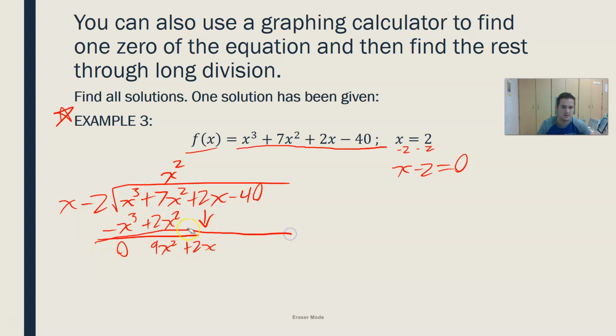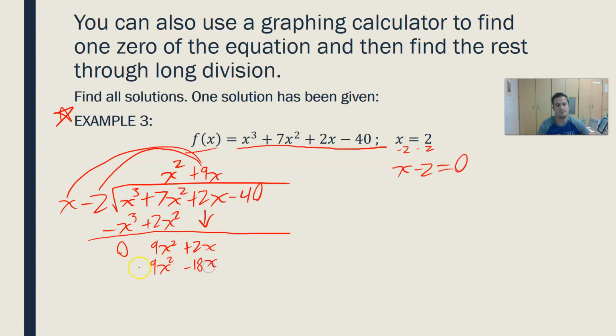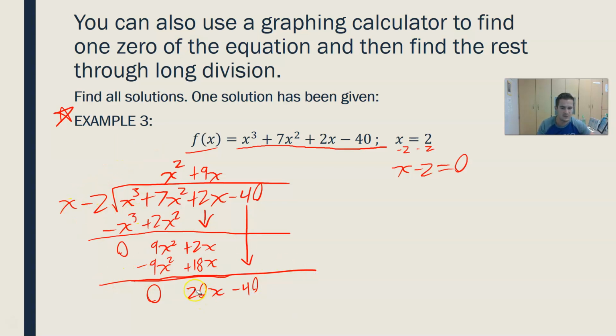Whoops, that was a bad line. I'm going to start again. What times x is equal to 9x squared? Well, that's going to be a positive 9x. 9x times x is 9x squared. 9x times negative 2 is negative 18x. Subtract or change the signs. This is 0. 2x plus 18x is 20x. Drop down the negative 40, and I start again. What times x is equal to 20x? Well, that's going to be a positive 20.